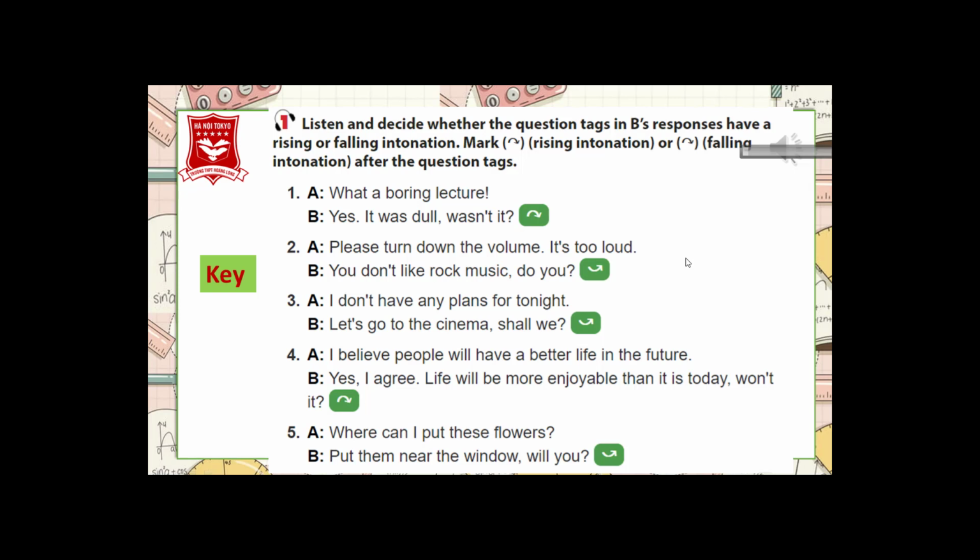Đó là ngữ điệu xuống giọng, đúng không? So, number 2, you don't like rock music, do you? The rising, right? Đó là ngữ điệu đi lên. Next, we have let's go to the cinema, shall we? Cũng vẫn là đi lên, đúng không nào? Tiếp theo nữa, life will be more enjoyable than it is today, won't it? Ngữ điệu xuống. Và cuối cùng chúng ta có put them near the window, will you? That is the rising. Alright, so how many correct sentences can you have? Alright, that's good.